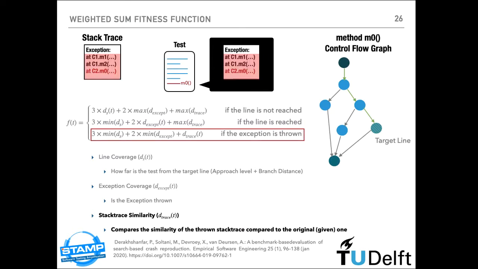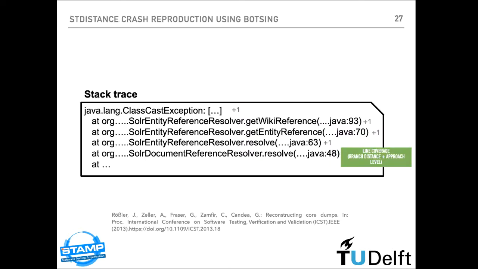Here we know that we have thrown a stack trace after covering the target line, so it's time to compare the other frames of a thrown stack trace by the test with the frames of the given stack trace. If they are the same, the last heuristic is fulfilled and the fitness value will be 0. The other way to measure the fitness of the test cases generated by the search process is called ST distance.